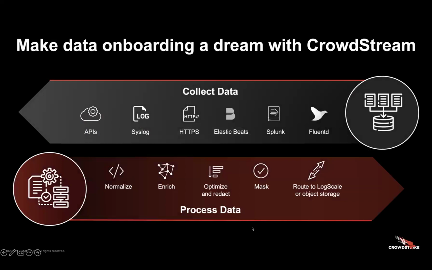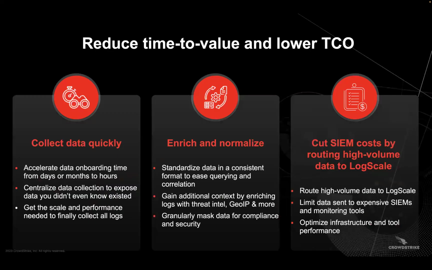And again, if you're not familiar with CrowdStream, I think I already went through this. You can collect all this data and then process it, normalize it, enrich it, optimize it, route the data to LogScale to have what you need, and then route anything else you don't need into S3 storage, or just not keep it, depending on your use cases. Being able to collect, enrich, and cut some costs definitely helps with LogScale.